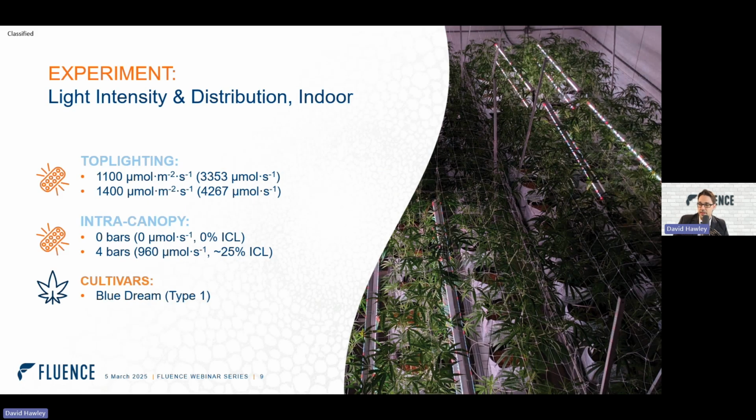Okay, the next study was over at our partner facility, Texas Original Compassionate Cultivation. Brian did this study, and again, here are our treatments. We had either 1,100 micromoles or 1,400 micromoles of top light, and then for intercanopy light, we either had no intercanopy or 960 micromoles of intercanopy light. On the next slide, I'm going to take you through a figure that's a little bit more complicated, again emphasizing the importance of thinking about total energy versus ppfd.